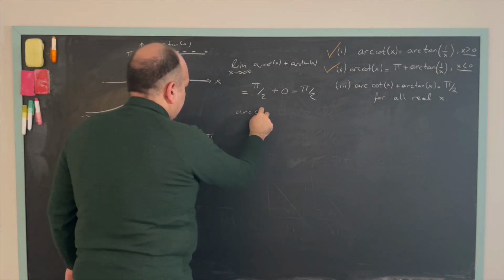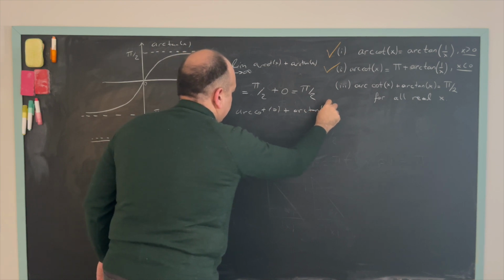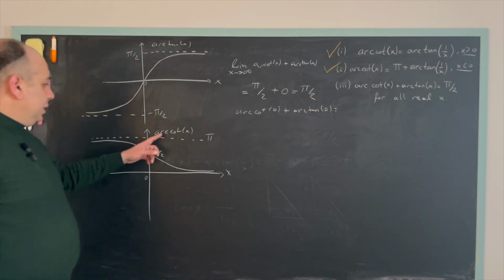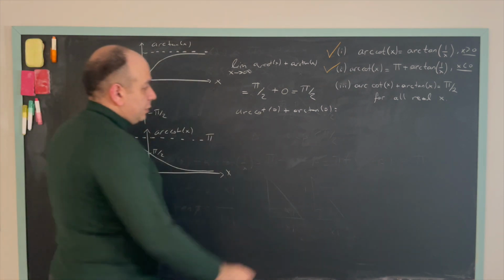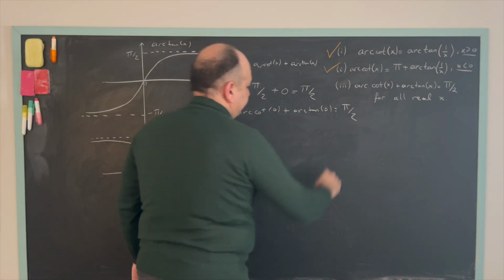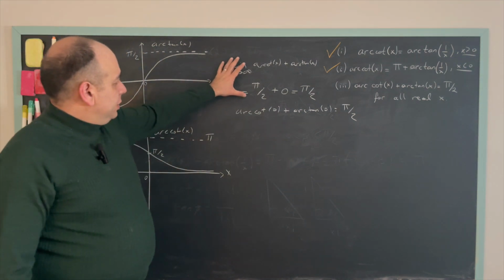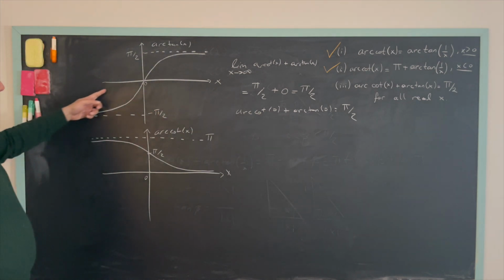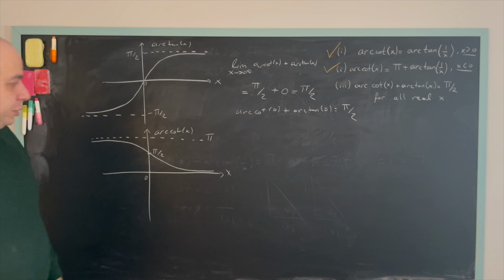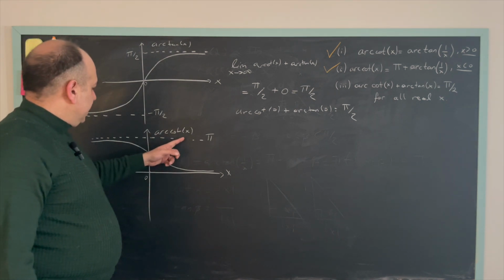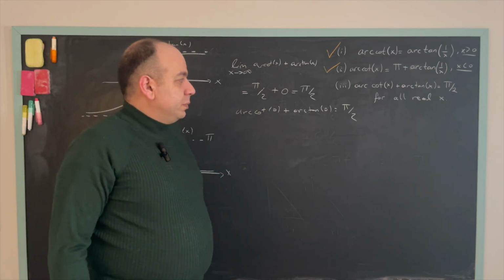So how about x is equal to 0? What is arccotangent 0 plus arctangent 0? Well, arccotangent 0 is pi over 2. Arctangent 0 is equal to 0. So this is simply equal to pi over 2. This is also good. Similar to this limit, when x goes to negative infinity, arctangent goes to minus pi over 2, but arccotangent goes to pi. So pi minus pi over 2 also gives me pi over 2.